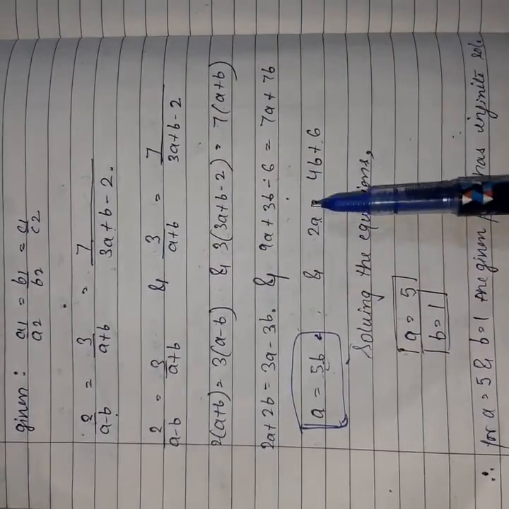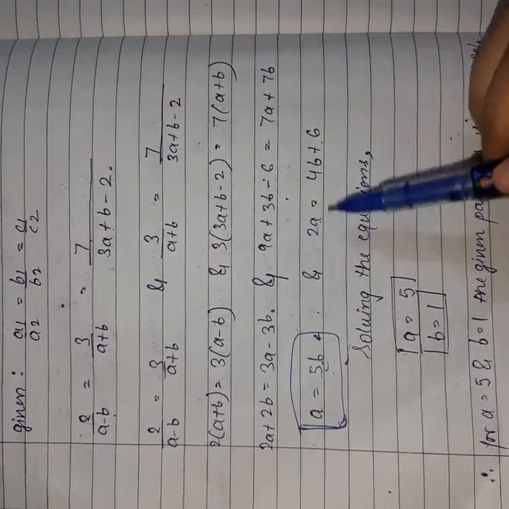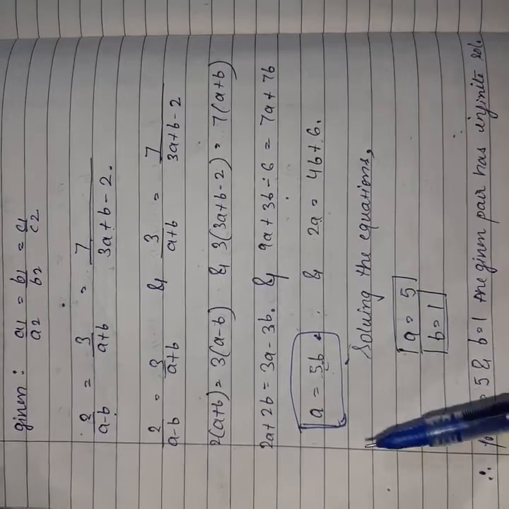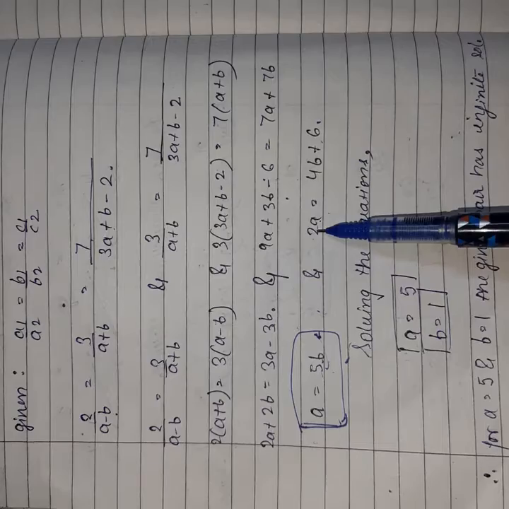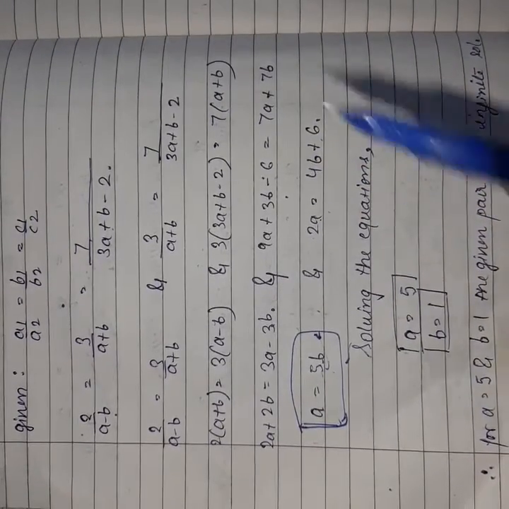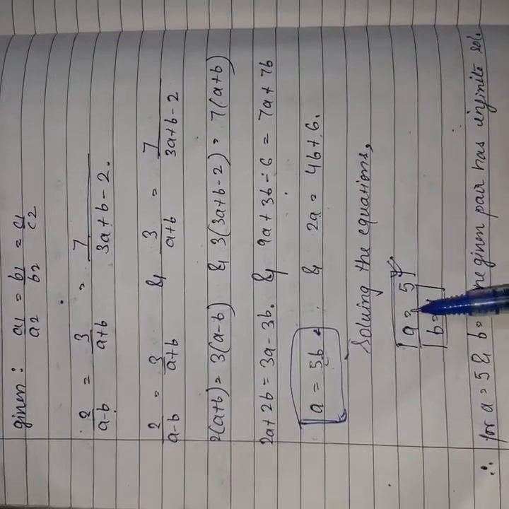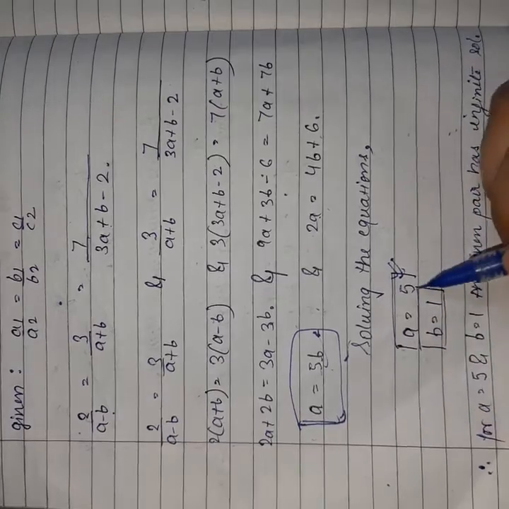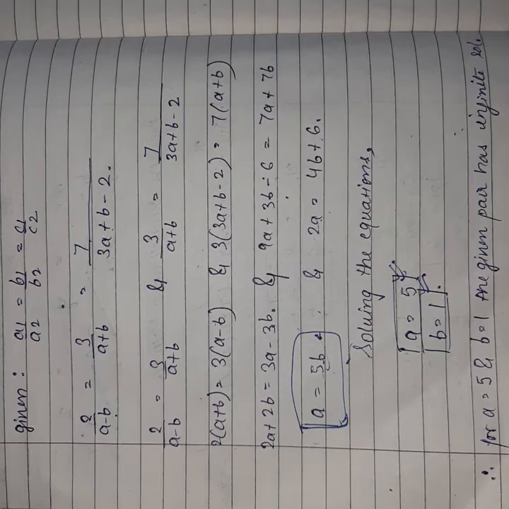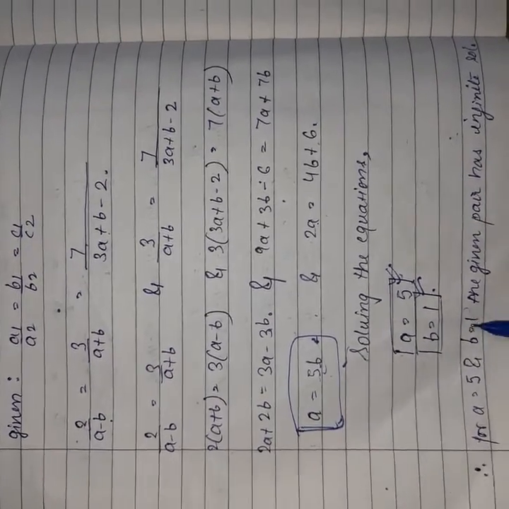Through that, by simplifying it you would find 2a equals 4b plus 6. Now here, put a's value as 5b. Move the b's value here and leave the constant value on one side. You will find that a's value comes out to be 5, and putting a's value 5 here, you get b's value, which equals 1. So we are done finding a and b's values for part 1, which are 5 and 1.